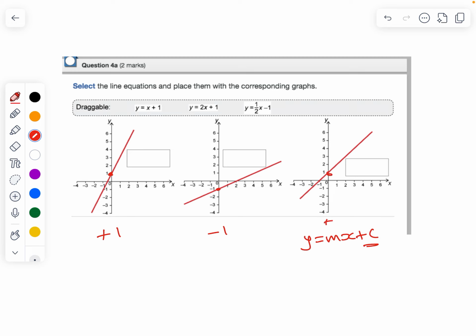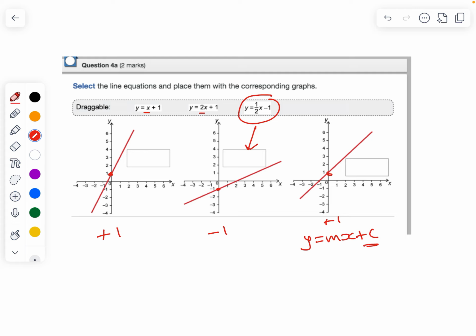So the first one, you can see it's a positive 1, the second one is negative 1, and the third one is a positive 1. So the first one that you can drag in is that first one, because that's the only one where the y-intercept is negative 1. So now we're left with these two. So one of the gradients is just 1 and one of the gradients is 2.